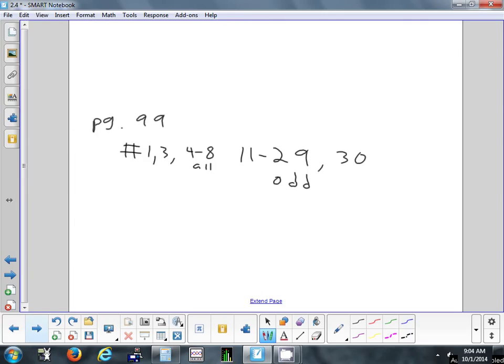So we'll stop there. For tonight on page 99, I'd like you to do 1 through 3, 4 through 8, all, 11 to 29, just the odds, and number 30. And tonight for MCAS, let's see, we did up through 6, so let's do questions 7 through 9.